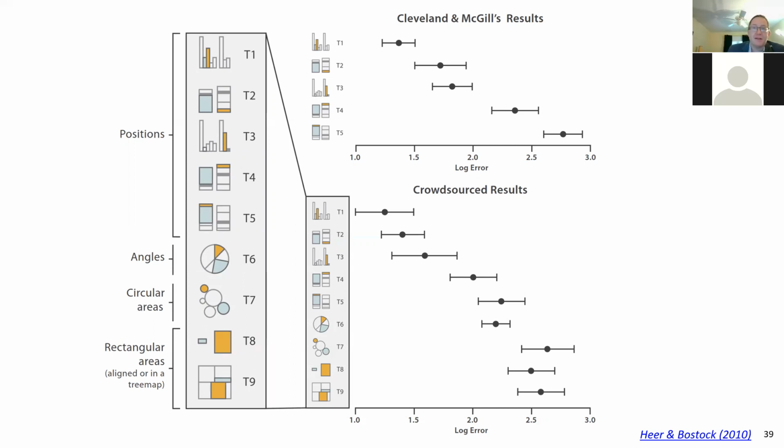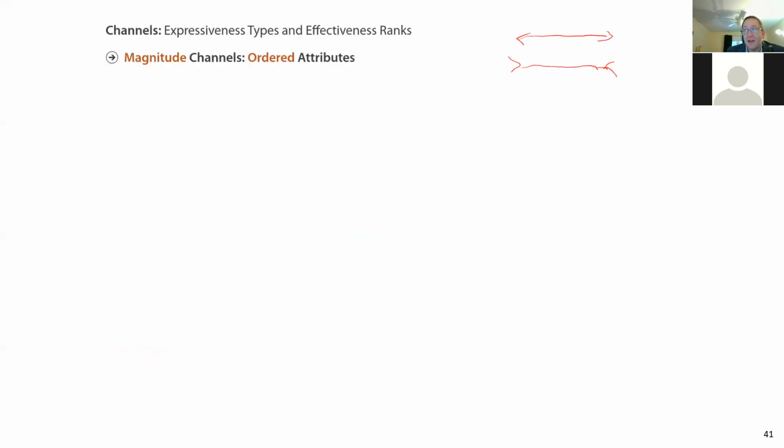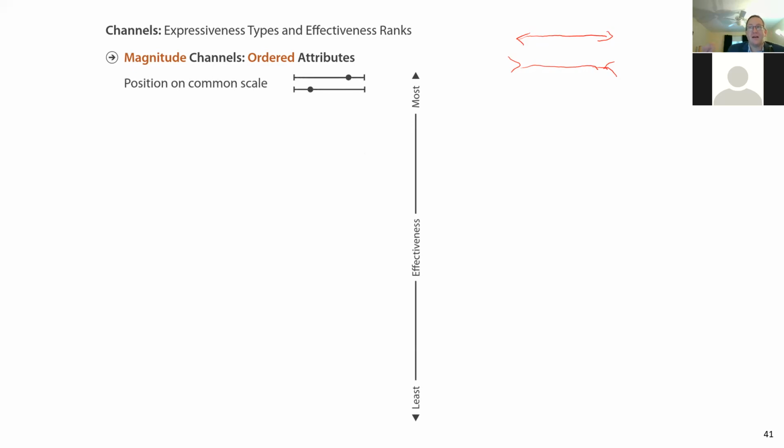So if you know this, here's the kicker. If you know all this information, if you know we're good at judging length versus rectangular area, your job is to figure out what to do here. So if I have ordered data, I have a magnitude. Like the number of declassified documents, the temperature, something that is on a continuous scale or ordinal scale.